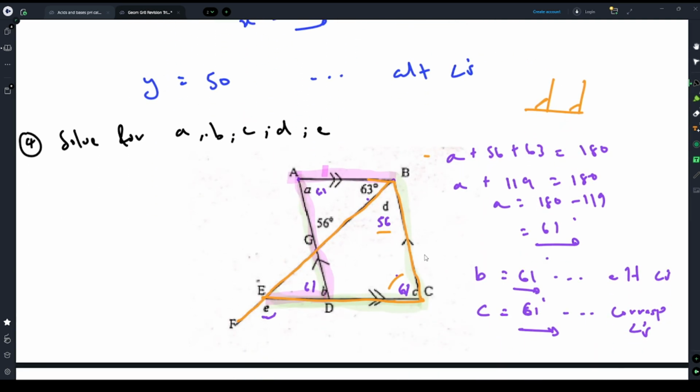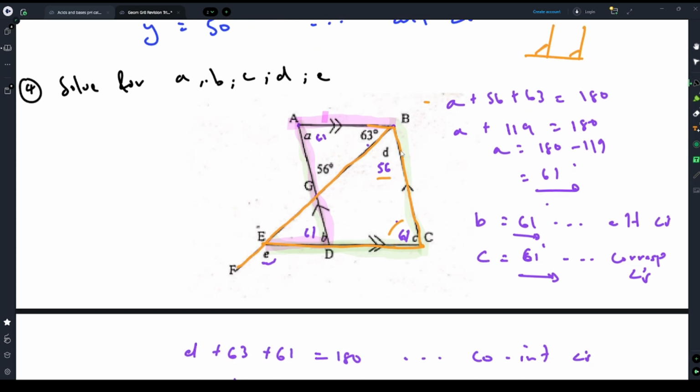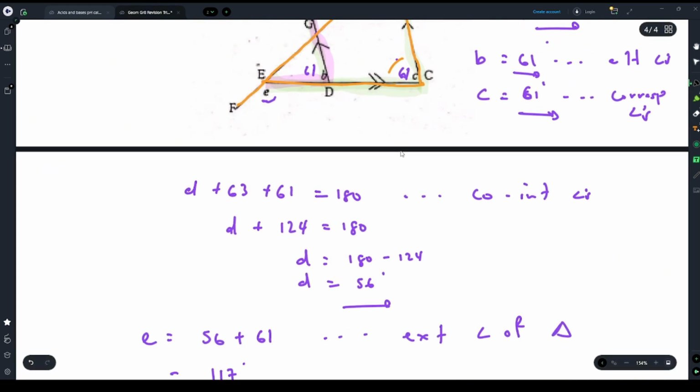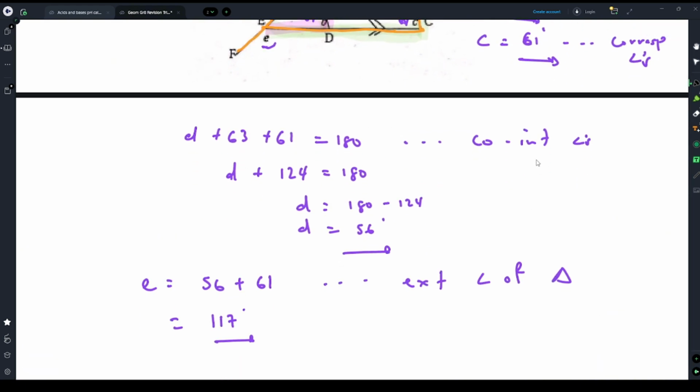And then finally, we get to the fourth question, which is, again, parallel lines and multiple triangles for us to deal with. Here we have to solve for A, B, C, D, and E. So just scrolling down so that you can see all solutions and how you get it. Suggest you pause the video, take down the question, and try it for yourselves.